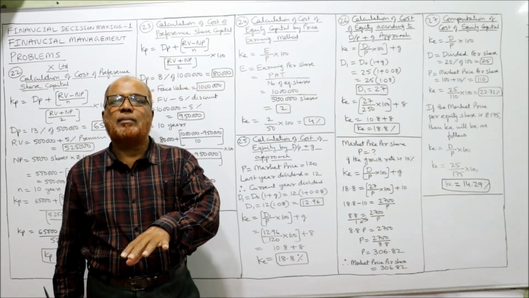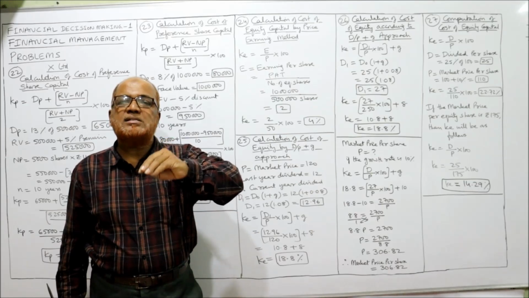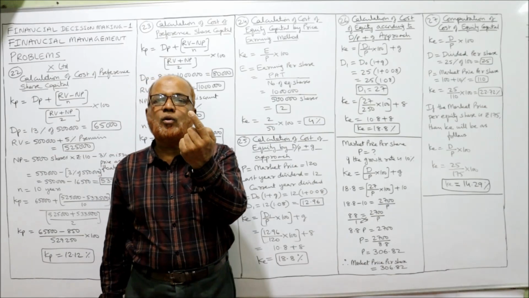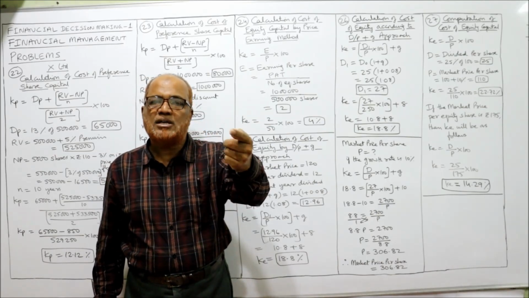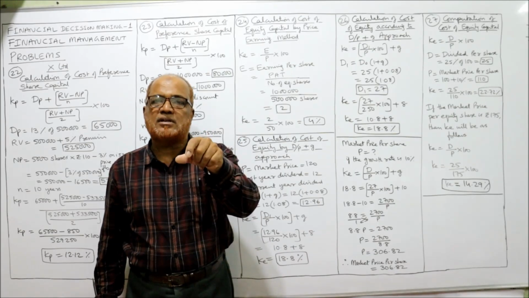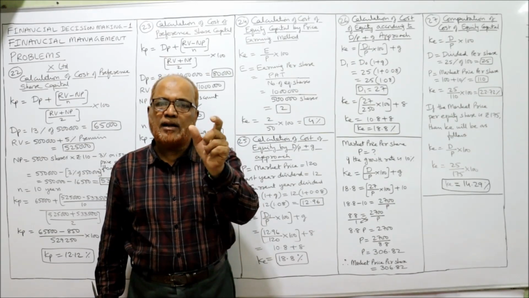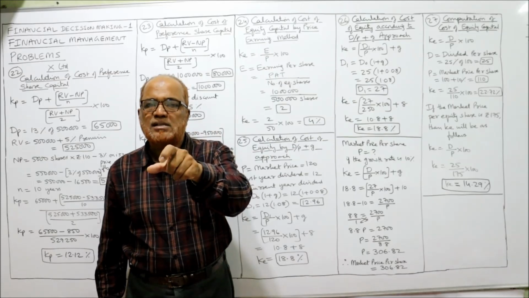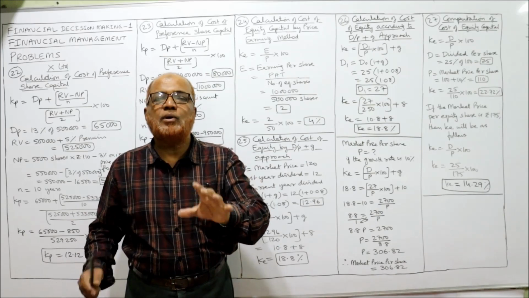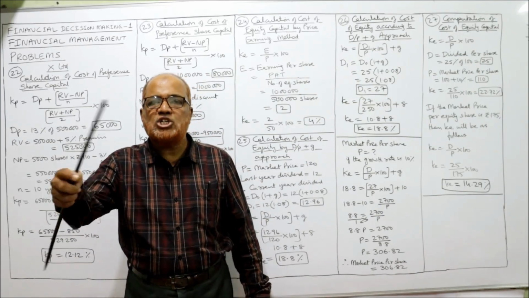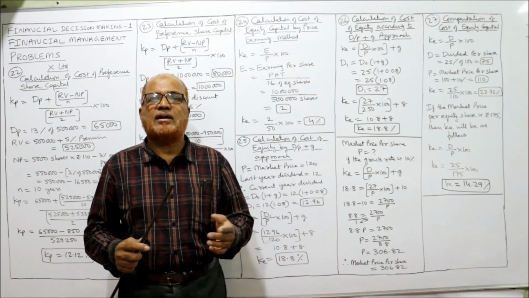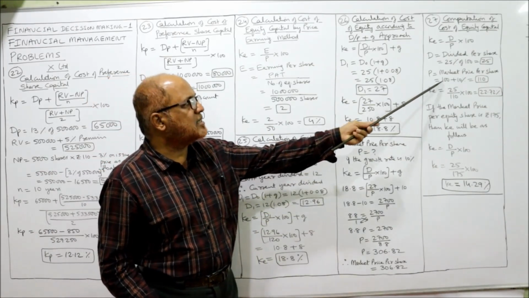It is not given in the problem, but it is given that the company is issuing the shares at a 10% premium. That means the 100 rupee share the company is issuing at 110 rupees. 100 is the face value, 10% is the premium. 10% of 100 is 10. So add up, you will get 110. The company is issuing the shares in the market at 110. That means the market price is 110. The present market price is 110.